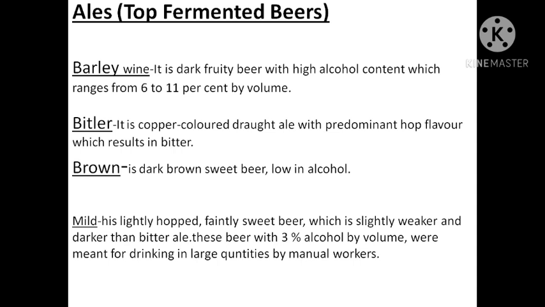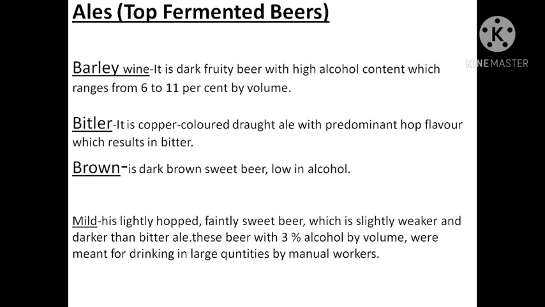Next one is mild, an example of top fermented ale beers. Mild is a slightly hopped, faintly sweet beer, which is slightly weaker and darker than bitter. This beer, with about 3% alcohol by volume, was meant for drinking in large quantities by manual workers. It is a very weak beer.